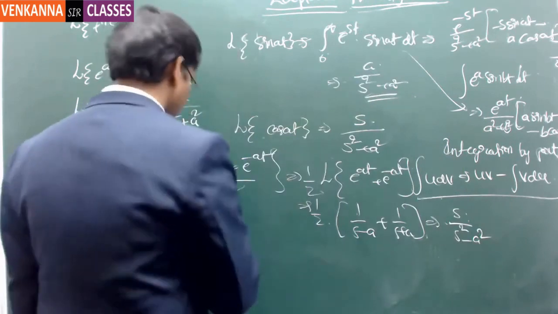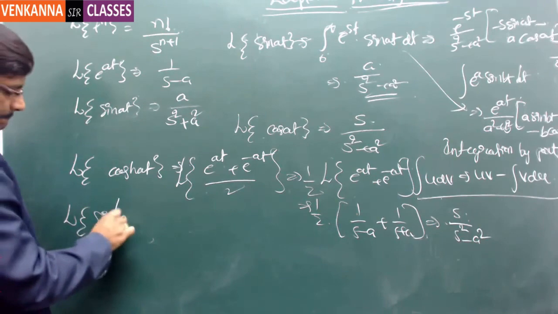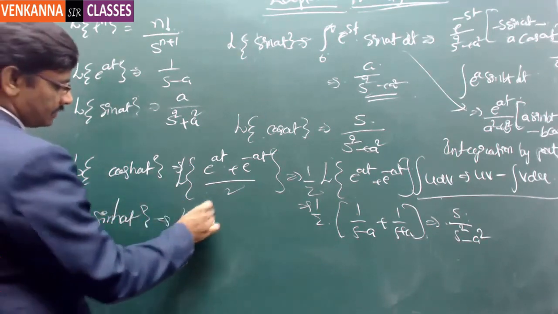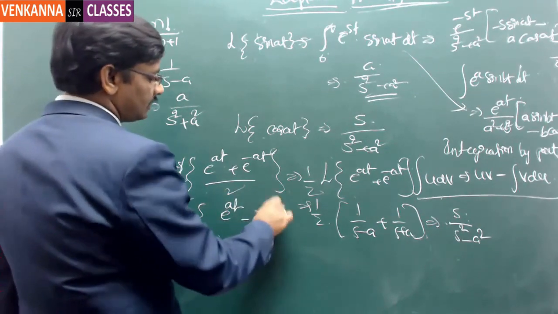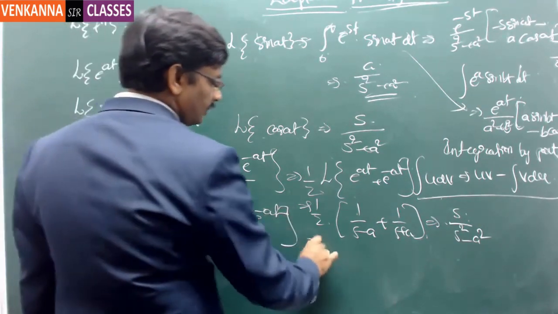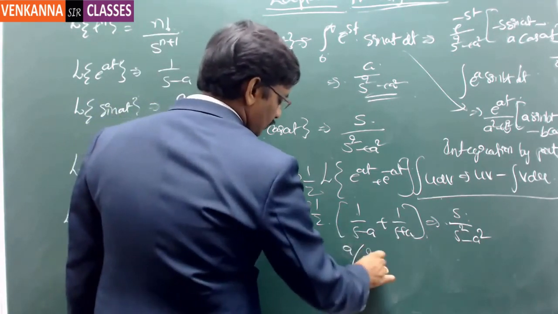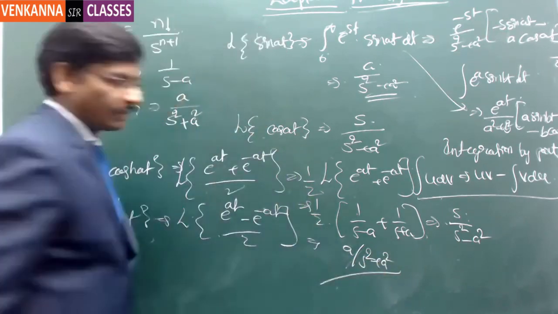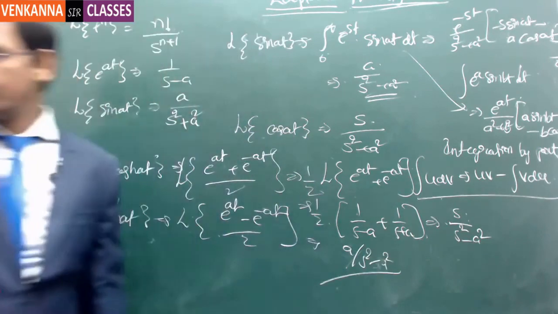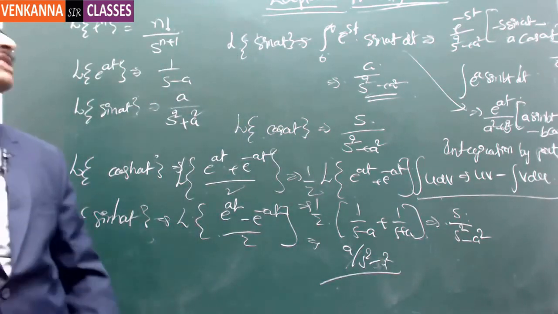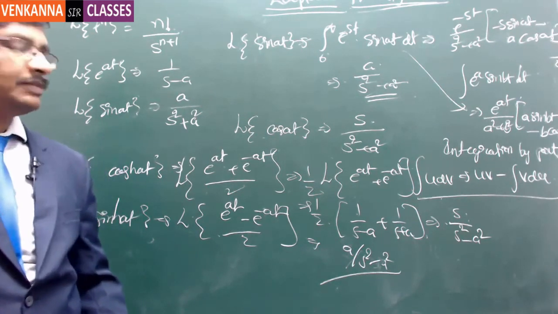Similarly, the Laplace transform of sinh at. This is the Laplace transform of e power at minus e power minus at divided by 2. This will be exactly the same thing, but instead of s in the numerator, it will be a by s square minus a square. Sorry, minus a square. Got it? So you know how to find out the Laplace transform of any simple function. So note this down, make it fast.